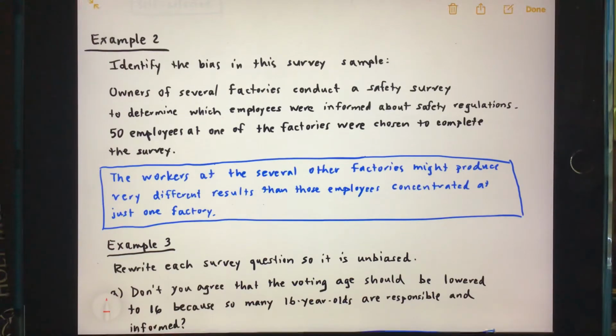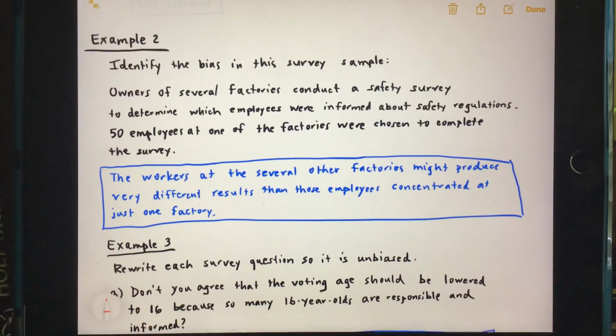Well, in example 2 and in example 3, we're going to look at how we can have some bias, some ways that actually aren't going to help us understand exactly what is happening in a particular population. So let's see what's going on in example 2. It says to identify the bias in this survey sample.